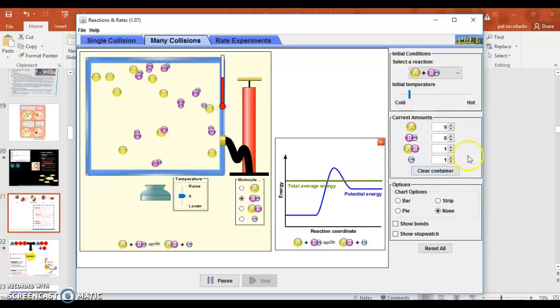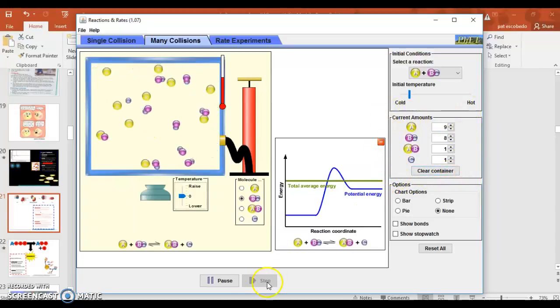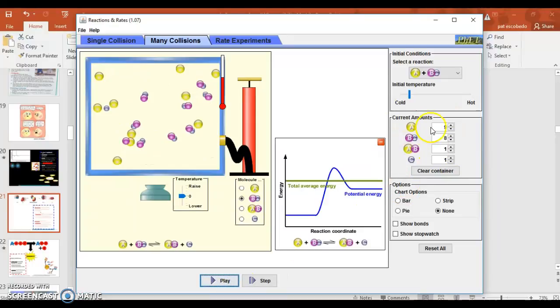Even though they're moving fast, if we pause the reaction, we'd see that right now we should find in the box 9 A's by themselves, which is what it started out as. But before, all we had was A's and B's bonded to C's. But right now it's saying that we have 1 AB. That means something happened.